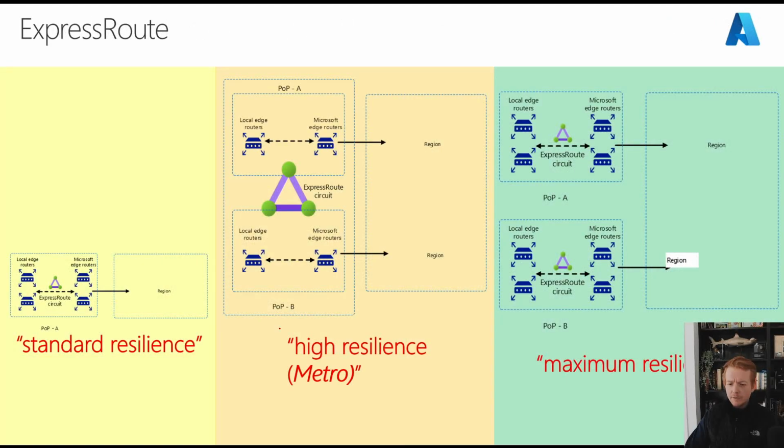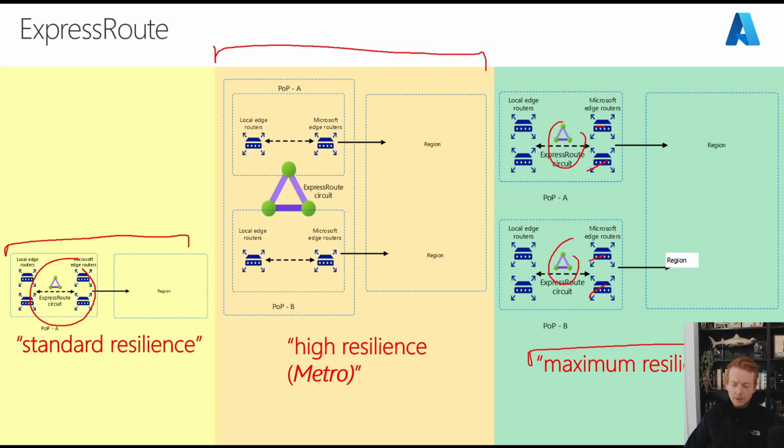So just to round out the video and show again where Metro fits, we have the standard resilience model on Azure where we have the single circuit in a single POP. We have the maximum resilience model, which is the design that is still correct for a lot of enterprise customers and what a lot of customers run, which is two circuits giving a total of four ports across two POPs. And then we have this new option in the middle now of high resilience with the Metro SKU, which is a single circuit giving a leg in multiple POPs in the same Metro area.